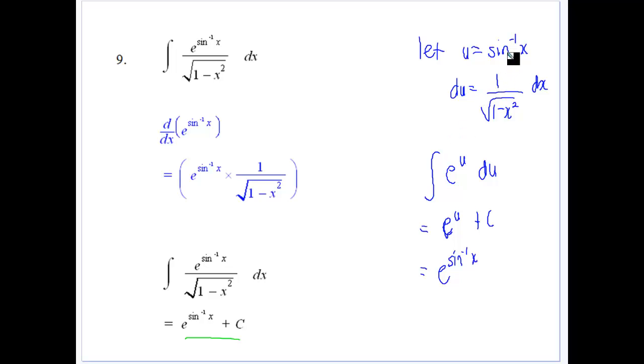Again, you could do the substitution. Let it be e to the power of u, where u is the inverse sine of x, which gives you du as 1 on the square root of 1 minus x squared dx, which happens to be in the problem. Then it's e to the u du, and you can integrate that pretty easily. So there are some examples of reversing the chain rule.